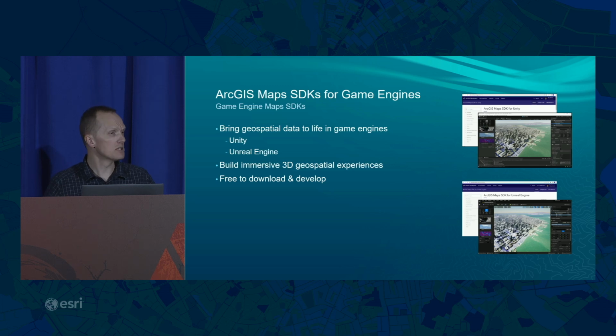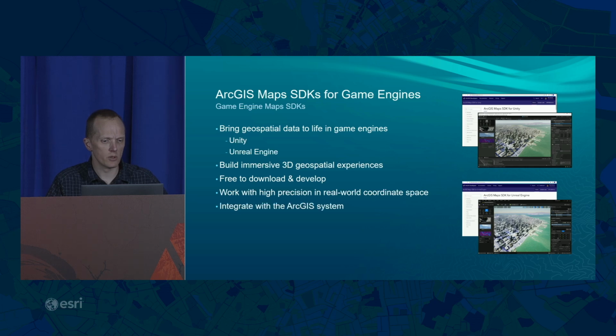The SDKs are free to download and develop with, just as our native Maps SDKs and JavaScript as well. They enable you to work with high precision in real-world coordinates inside the game engines. And that's highlighted because game engines typically didn't support the level of precision that you need to represent GIS data anywhere in the world. So we had to work with both Unity and Epic Games to ensure that we could represent GIS data with the level of precision we need anywhere in the world. And then these SDKs still integrate with the ArcGIS system, of course. So it's connecting to services from the ArcGIS system, or it's consuming packages from the ArcGIS system.